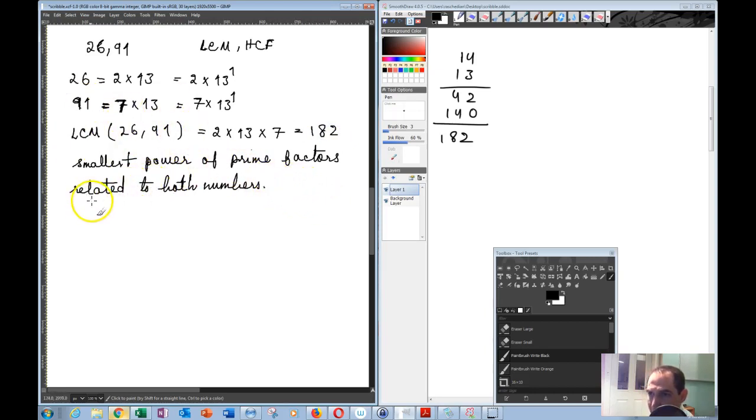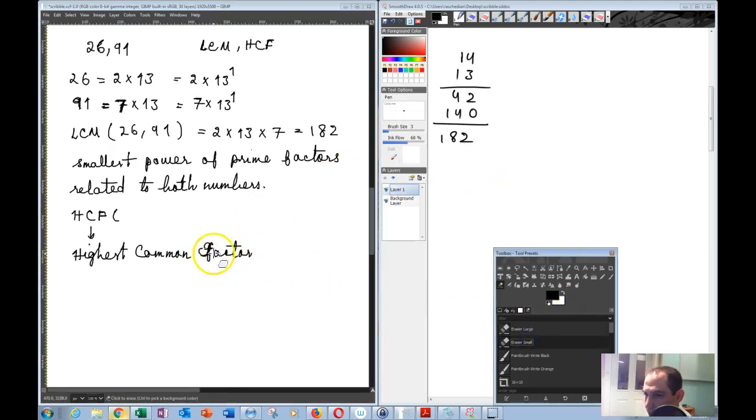Now about the HCF of these two numbers. Some people say this stands for the highest common factor. Actually, the F is supposed to be an uppercase F.